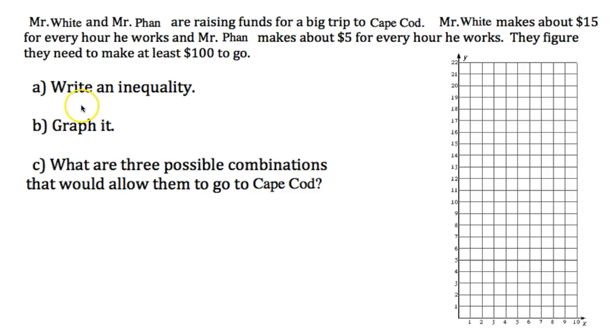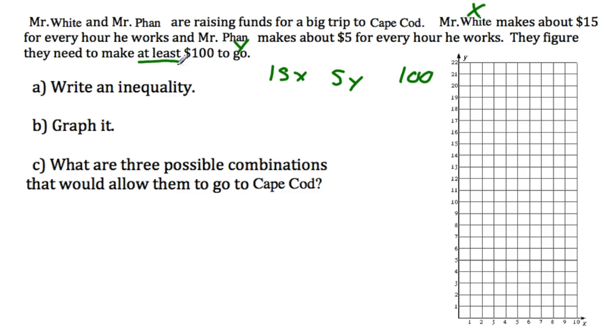Alright, so write an inequality. I'm going to say that Mr. White is X and Mr. Fawn is Y. So let me see. Mr. White makes about $15 for every hour, so that's the X. We have 15X. And Mr. Fawn makes $5 for every hour he works, so that is 5Y. They figure they need at least $100 to go. So I've got, they need $100, at least $100.